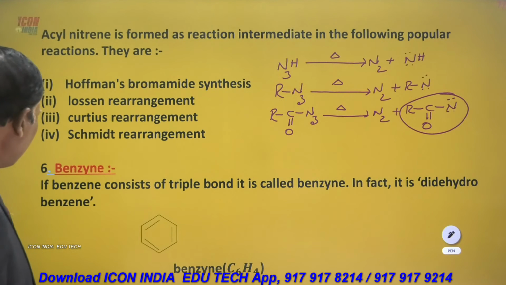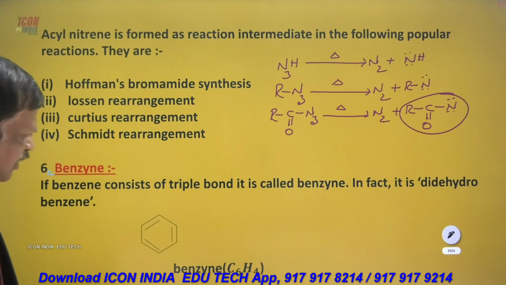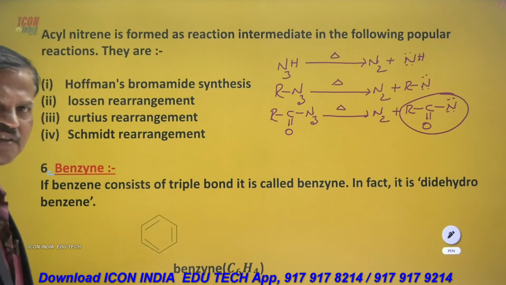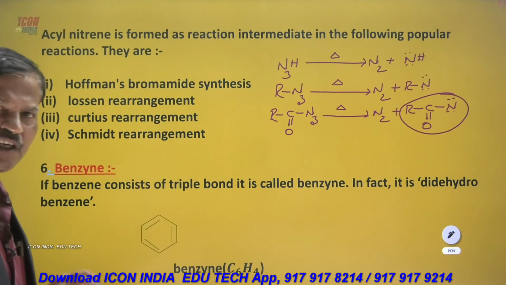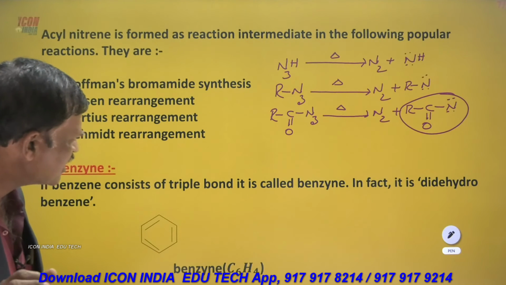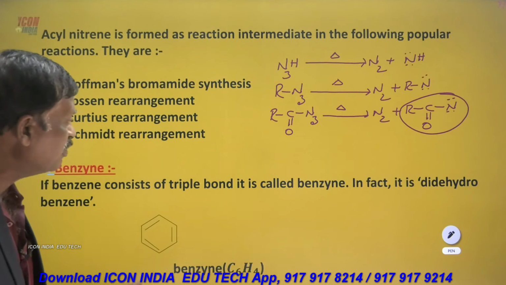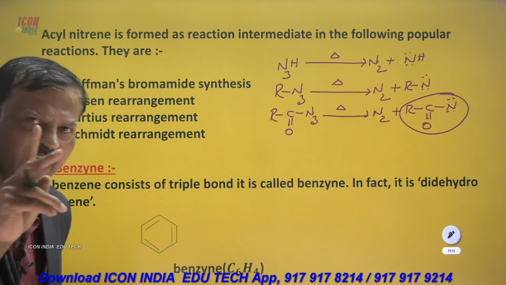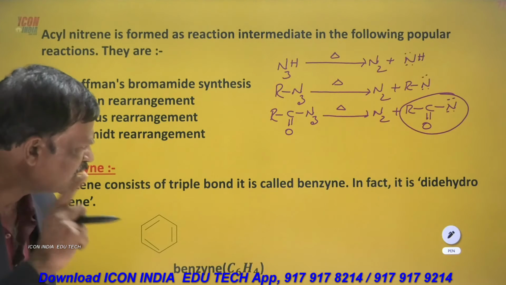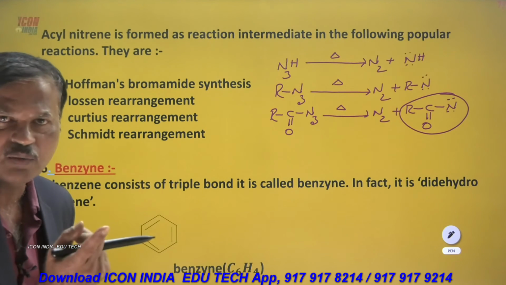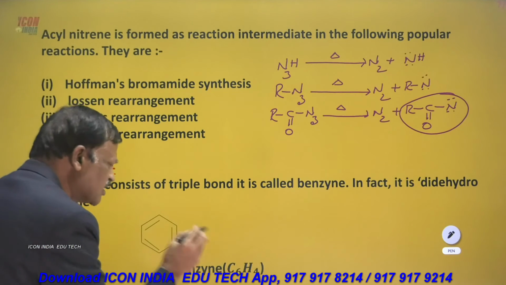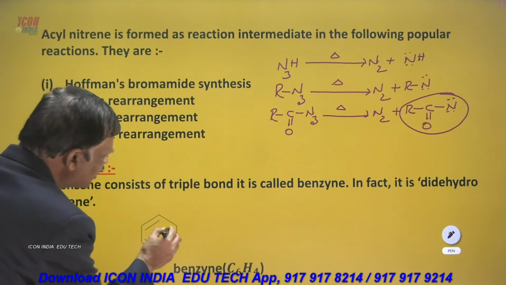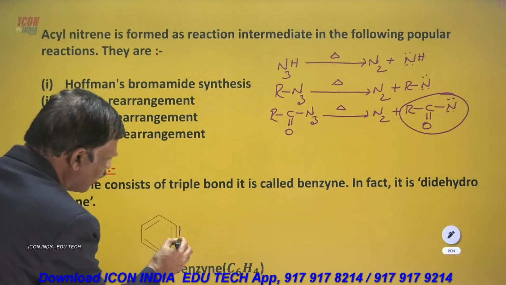Next intermediate, benzyne. Normally benzene is C6H6. Benzyne is C6H4. That's why benzyne is called didehydrobenzene. You have to remove 2 hydrogens from adjacent positions. Then it becomes didehydrobenzene, so the formula is C6H4. So when you remove 2 hydrogens from adjacent positions, obviously this becomes a triple bond.